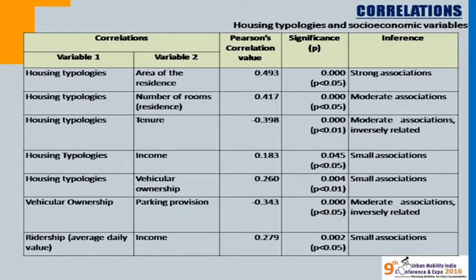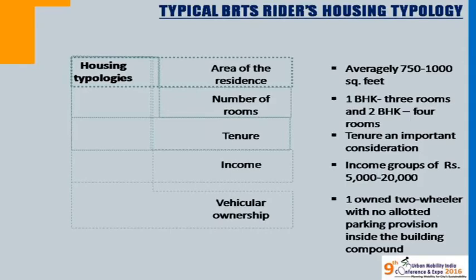This was the table of it, in which we can see that housing typologies have a very strong correlation with the area of residence, which we found to be an average of 750 to 1,000 square meters. It has a moderate correlation with the number of rooms, which we found was 1 BHK or 2 BHK apartments. The housing typologies again have a moderate relationship with the tenure, where 50% of the people were renters and 50% were owners.